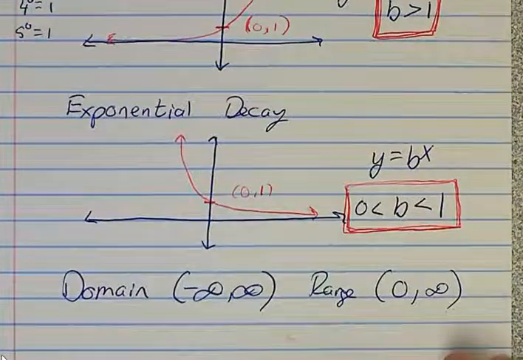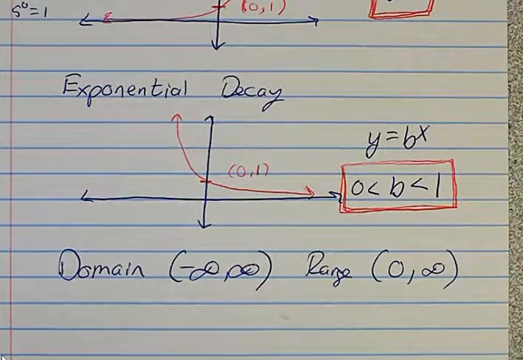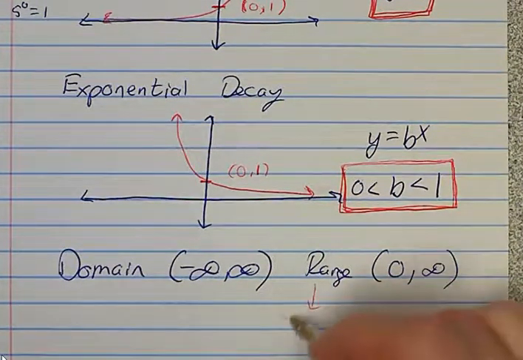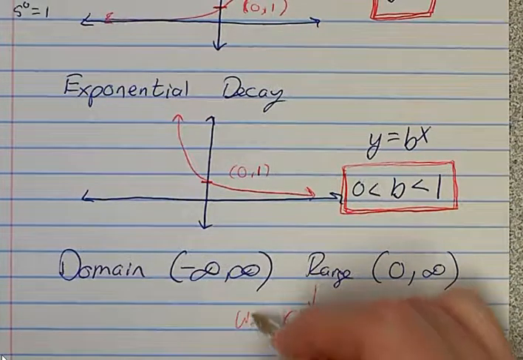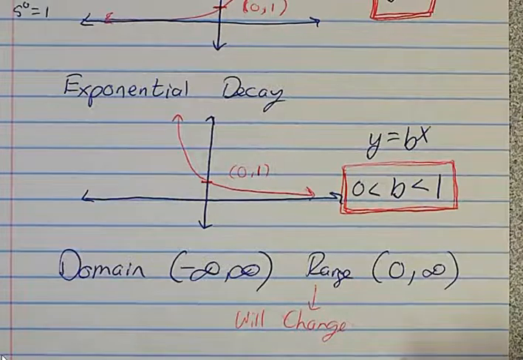Okay, now here's the one thing that we have for this one. For the range, this is going to change. This will change based on the function.